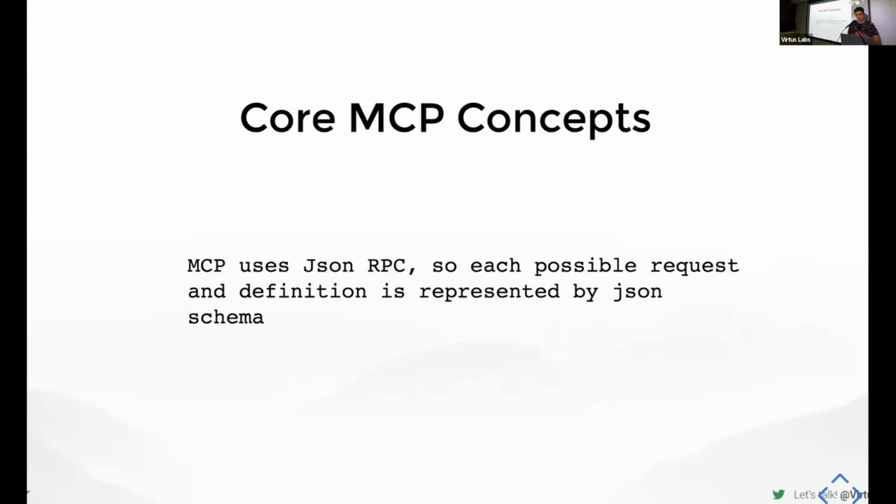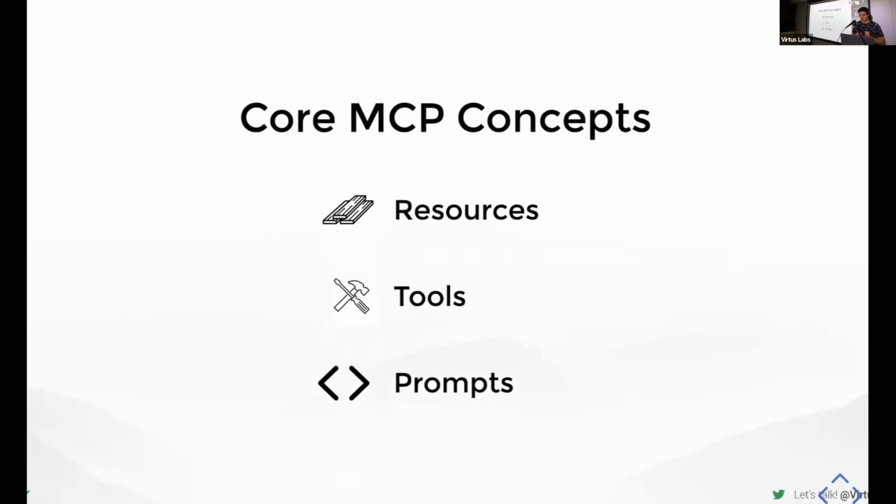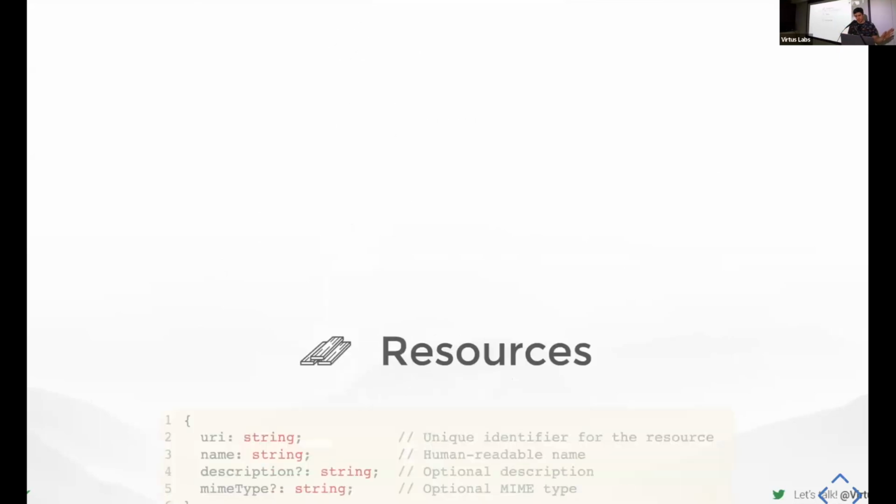As I mentioned, it uses JSON RPC, so very similar to LSP. It's JSON being sent back and forth, and it provides for everything it does. It provides the schema that the agents need to adhere to. And there are three main things that can be provided for you with MCP. First of all, resources. I'll mention what they are right now.